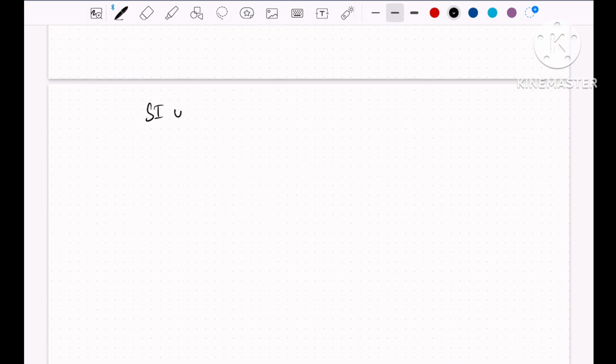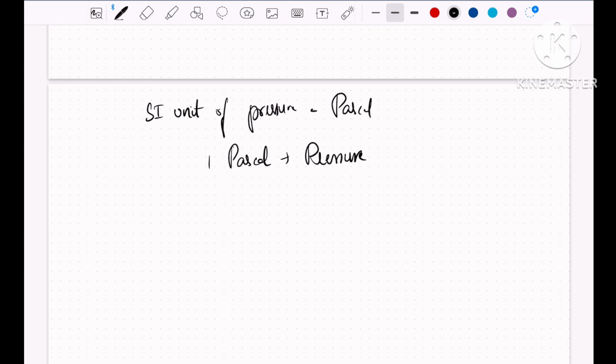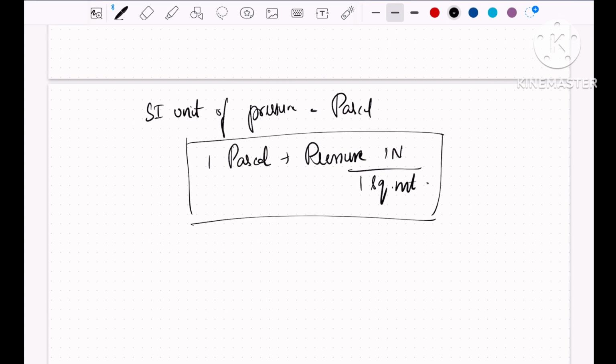And the SI unit of pressure is pascals. 1 pascal is the pressure of 1 Newton applied over an area of 1 square meter. This is what Pascal means. But as we said, 1 Newton is 102 gram weight. It is very low weight. So the commonly used unit for pressure is kilopascals.